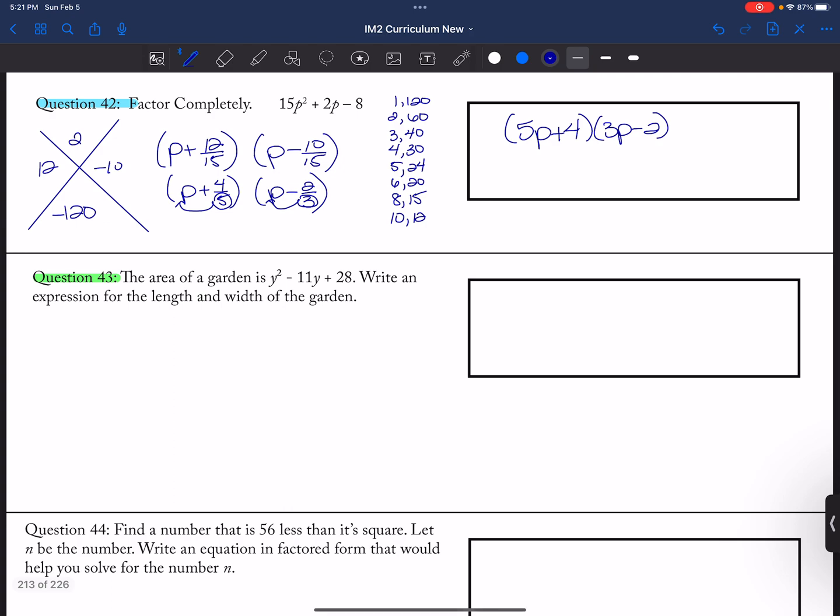41, 43. The area is this, write an expression for the length and the width. So then again, this is the diamond method. So I have negative 11 on the top, 28 on the bottom, so negative 7 and negative 4. So then this is y minus 7 and y minus 4.